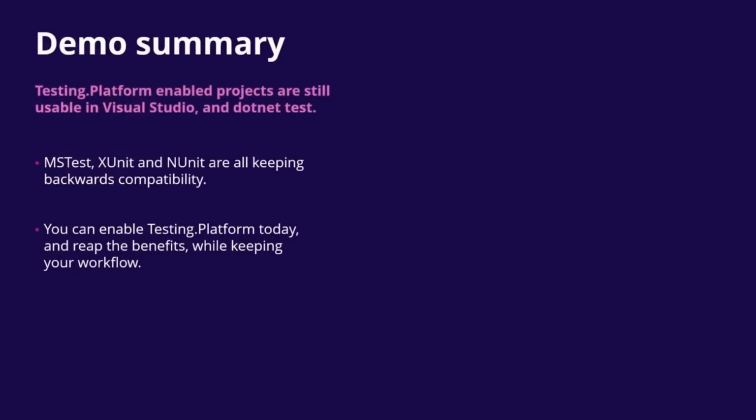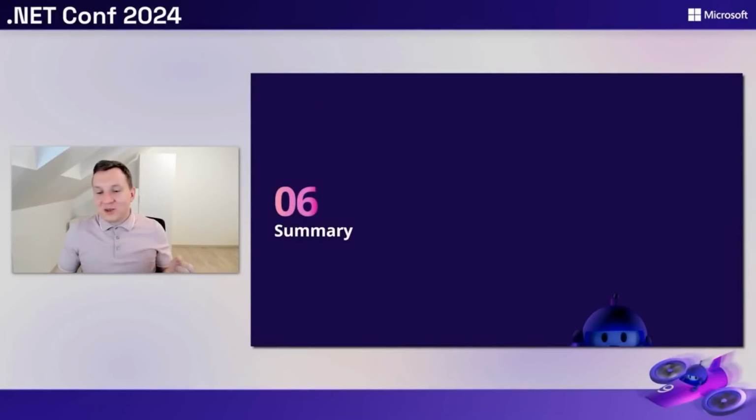So in summary, the testing platform enabled projects are still usable in Visual Studio. They're still usable in dotnet test. You can migrate to the new testing platform right now, try it out, and then fall back onto VSTest under those other scenarios to run your tests. So you don't have to break everything just to be able to try the new thing. And that's it. That's all my demos.